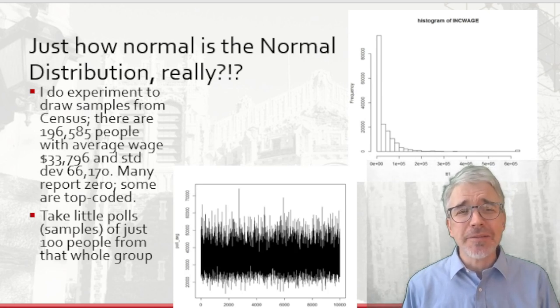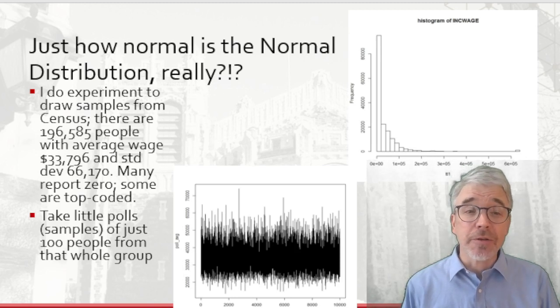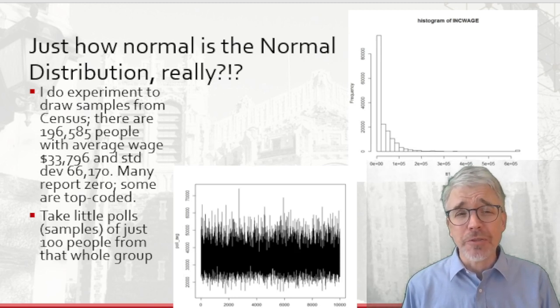Now, I've shown a simple experiment here using census data. There are in total nearly 200,000 people. Their average wage is about $38,000. But the standard deviation is huge because quite a lot of people reported zero wage. They're not working. They're old or they're in school or doing other things. They're not in the labor force. That histogram shows the distribution of wages.